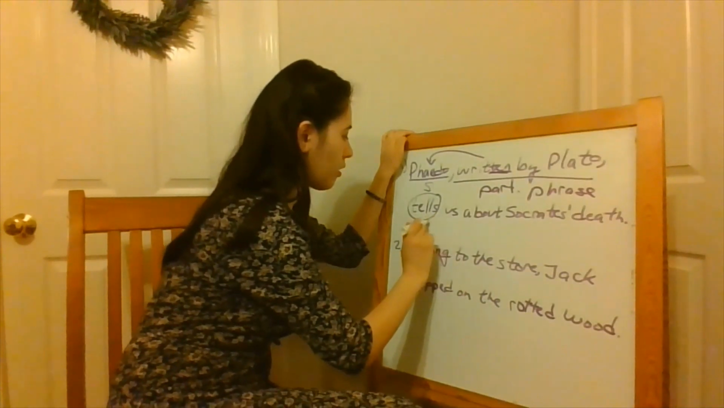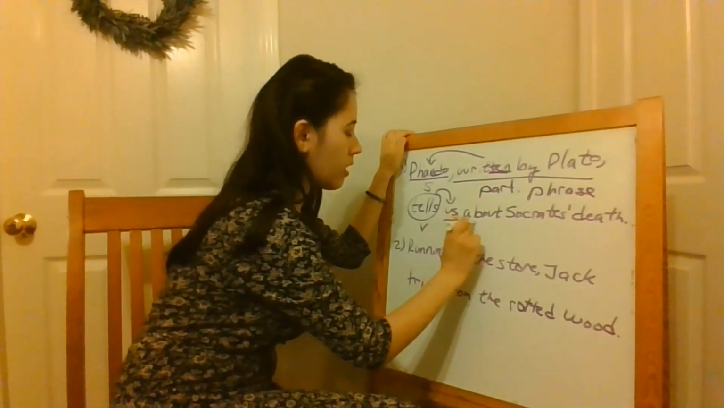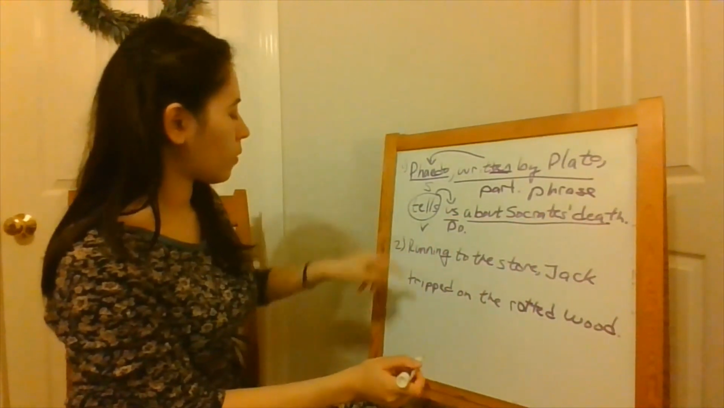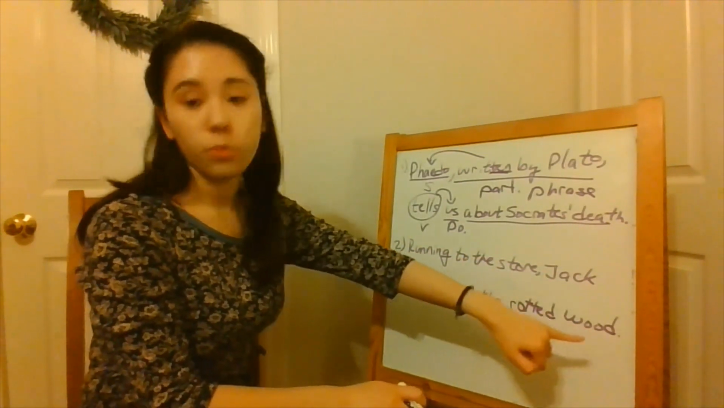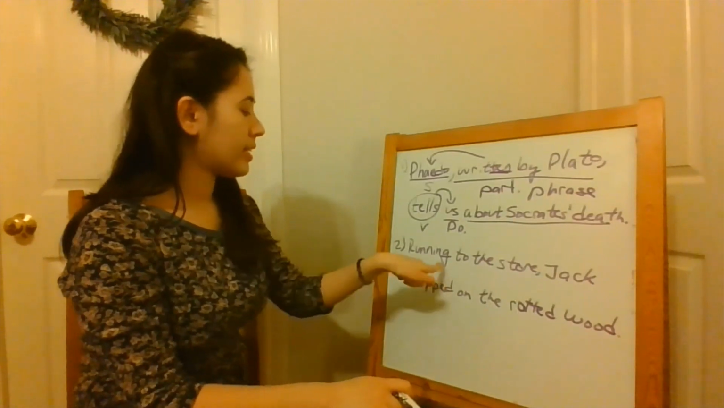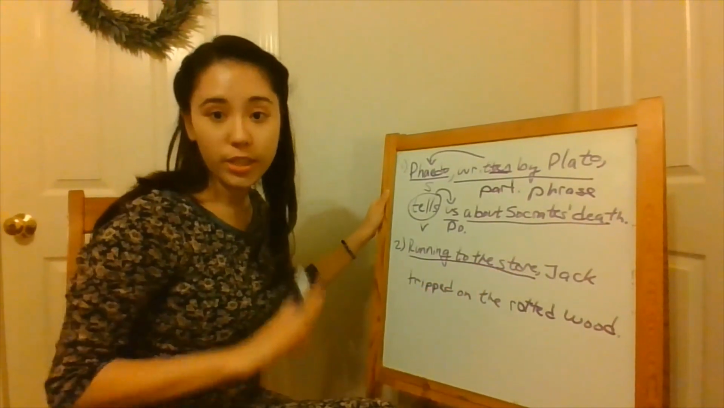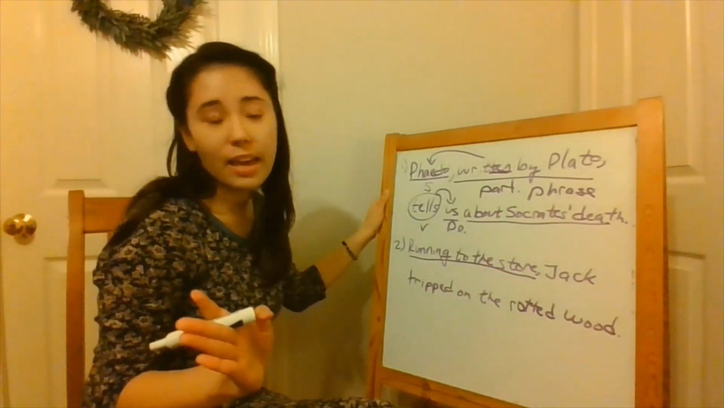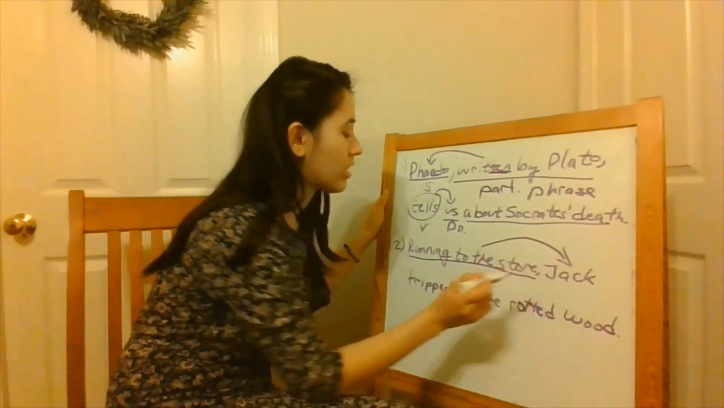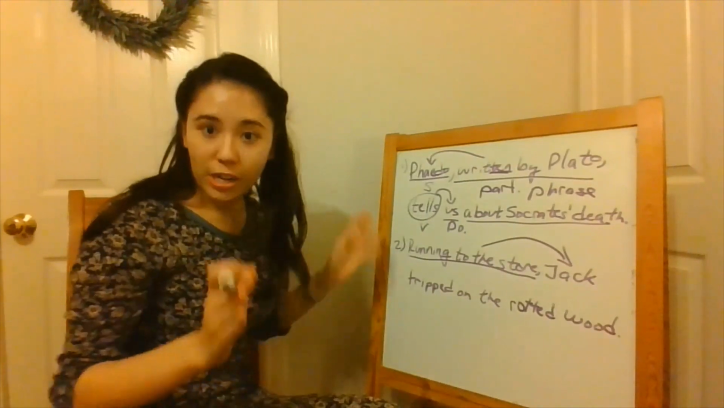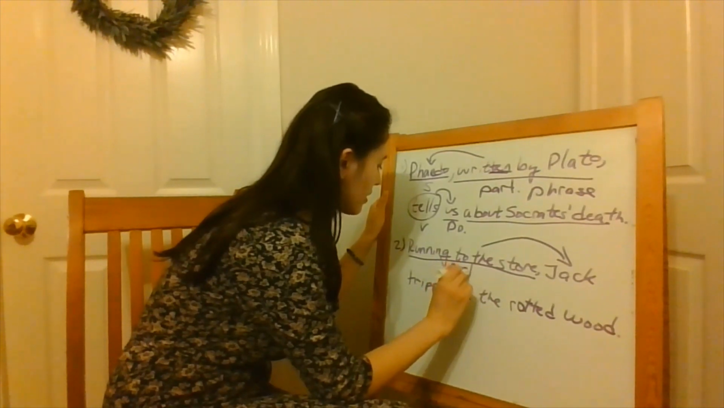And then us, what does it tell? It tells us, direct object, and then about Socrates' death. Then we have running to the store, Jack tripped on the rotted wood. So this is an example here of a participle phrase that's also an introductory phrase, and you'll see participles used like that quite often. So running to the store, it's describing Jack, what Jack is doing. What about Jack? He's the kind of guy that will run to the store. So we have this participle phrase.